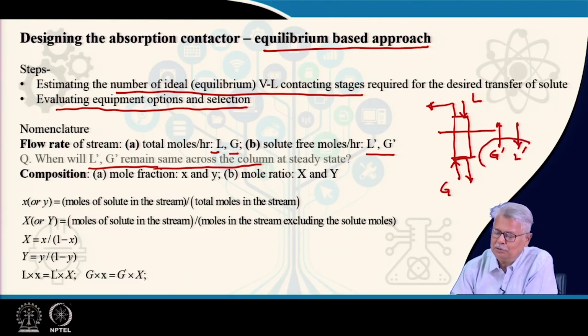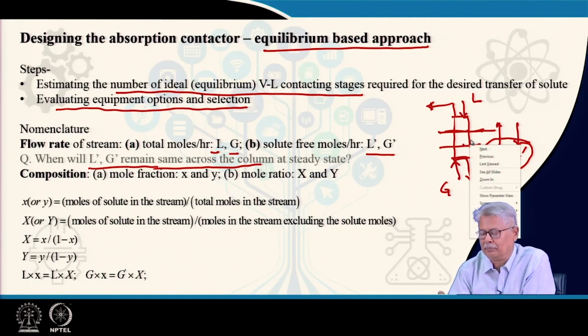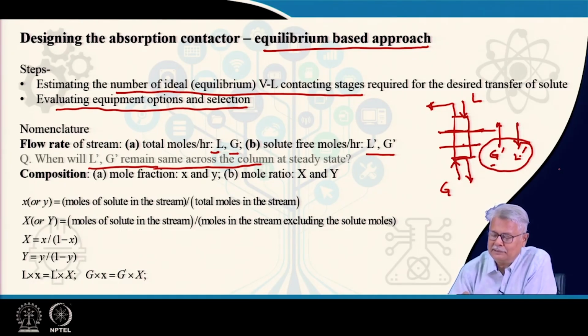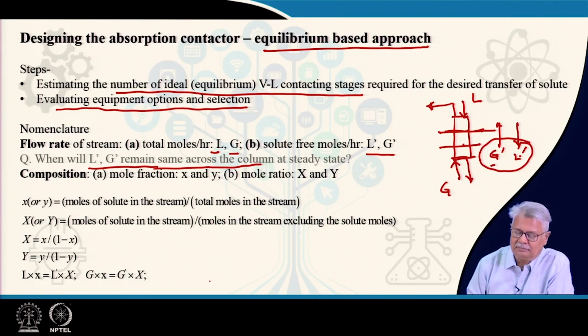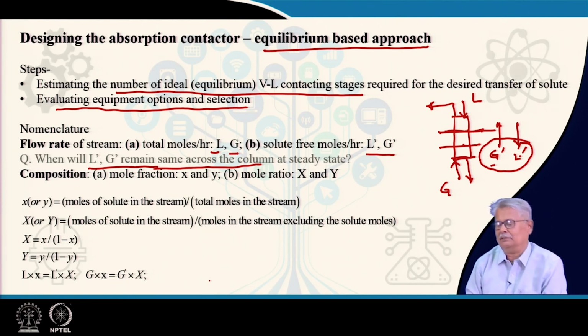Now, my question to you is, under which condition or assumption is G dash here the same as G dash here? And if it is the same here and here, the L dash here and L dash at this particular point will also have to be the same. So, think about when this can happen.